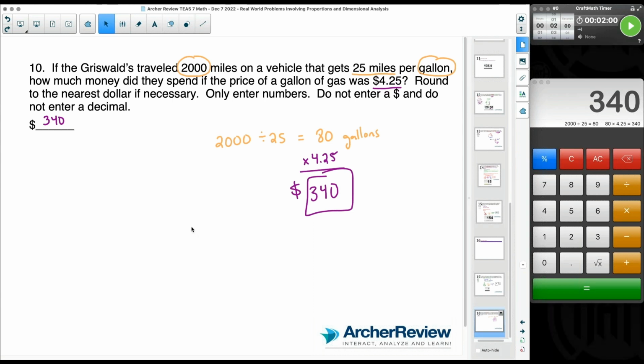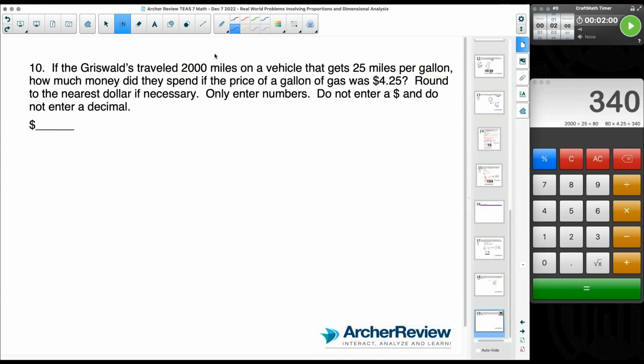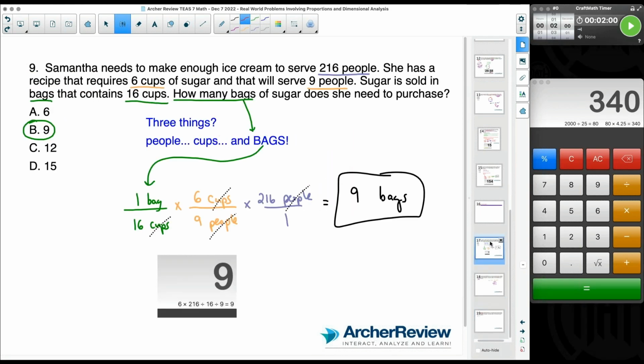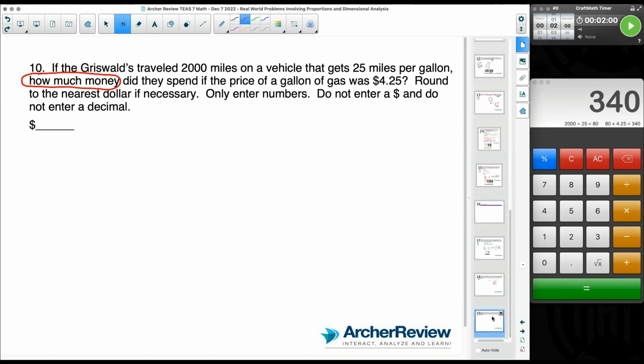But let me duplicate this, and actually dimensional analysis might be slightly overkill here, but it still does work. So watch what I'm gonna do here. Dimensional analysis. What is the question asking us to find? How much money? Whereas earlier tonight, it was saying how many red marbles or how many, what was it, red Legos, or what was this one right here? How many bags? This one's asking how much money.